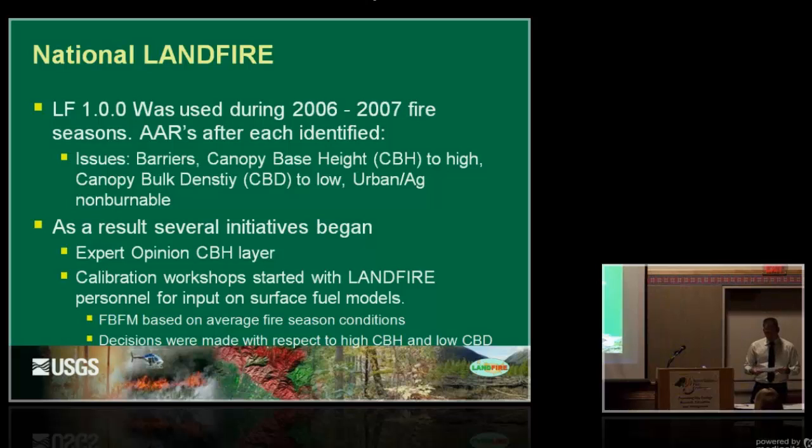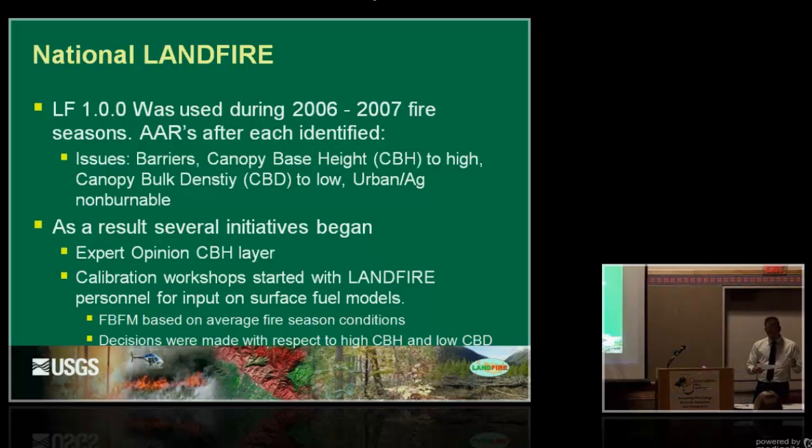So the national LANDFIRE data for LANDFIRE 1.0 was used in fire seasons 2006 through 2007, and then they did after-action reviews after each one of those, and there were some issues that were identified. Barriers to fire spread were not quite accurate, so rock, water, roads, sparse conditions, barren conditions, things like that. The canopy base height was too high, and the bulk density was too low to get initiation of crown fire and then crown fire spread. The urban and ag was all non-burnable. So in the NLCD, National Land Cover Data Set, that was used, if it said it was urban or ag, or developed as urban, it was given a non-burnable fuel model. Okay, and that caused some problems.